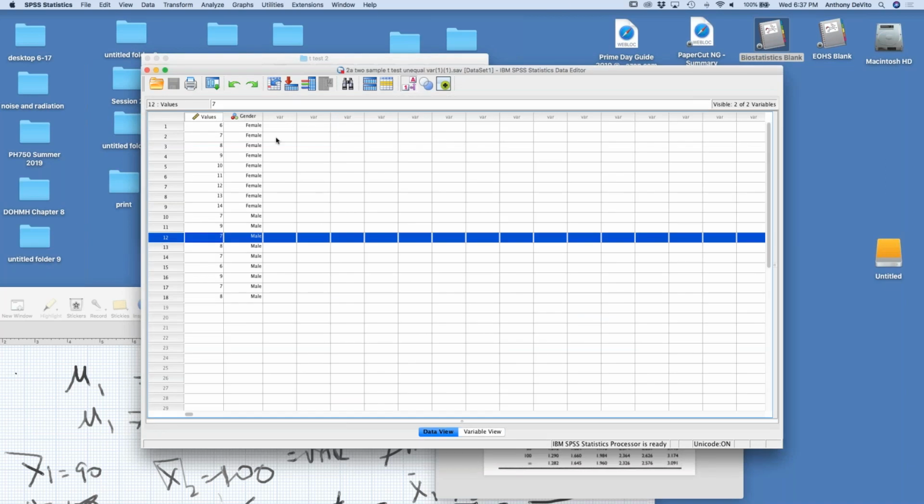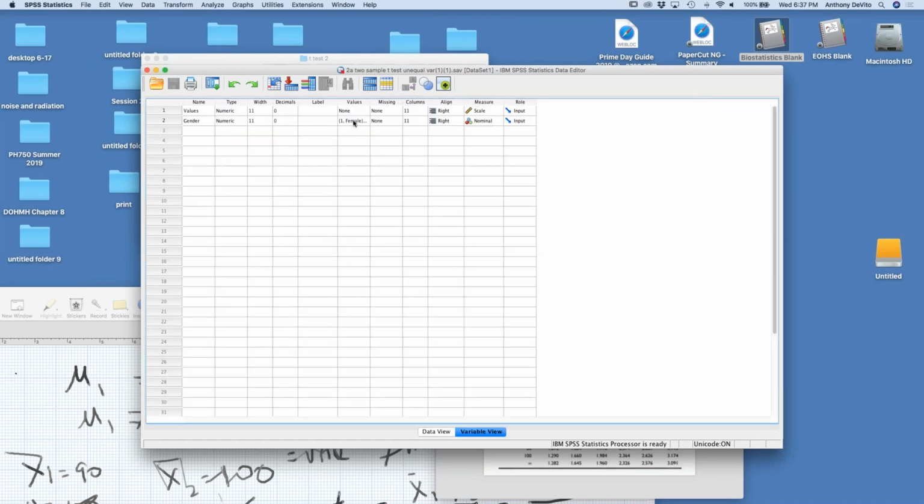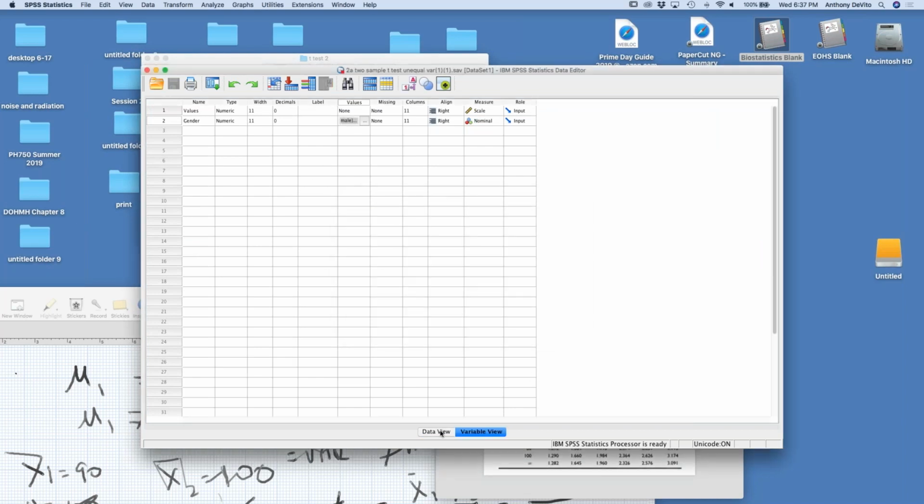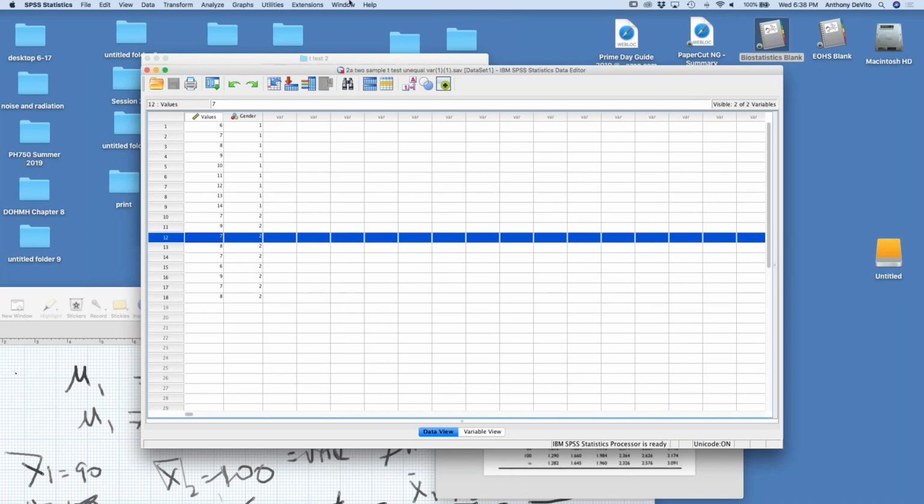In other words, here you can see that if I turn off the value labels, you can see that male and female are represented by 1 and 2. If you go to the variable view, you can see that for gender, by clicking values, 1 equals female, 2 equals male. Okay, so let's go back to this. Let's see my output. Where did my output go?